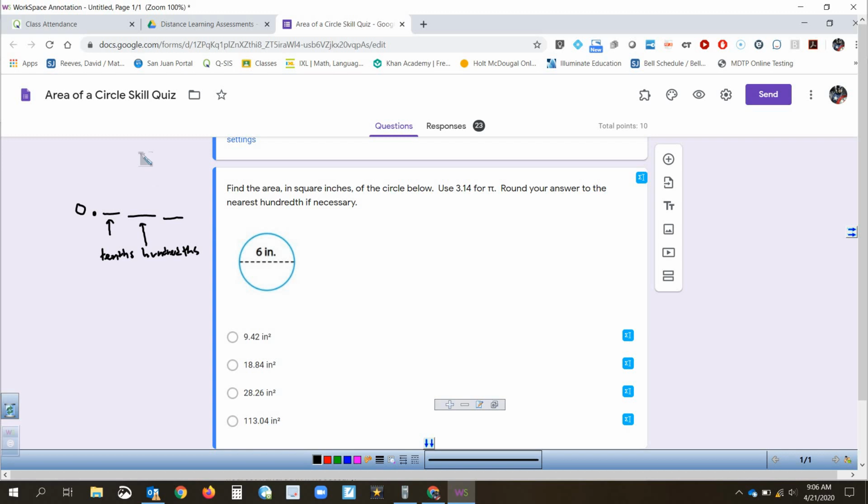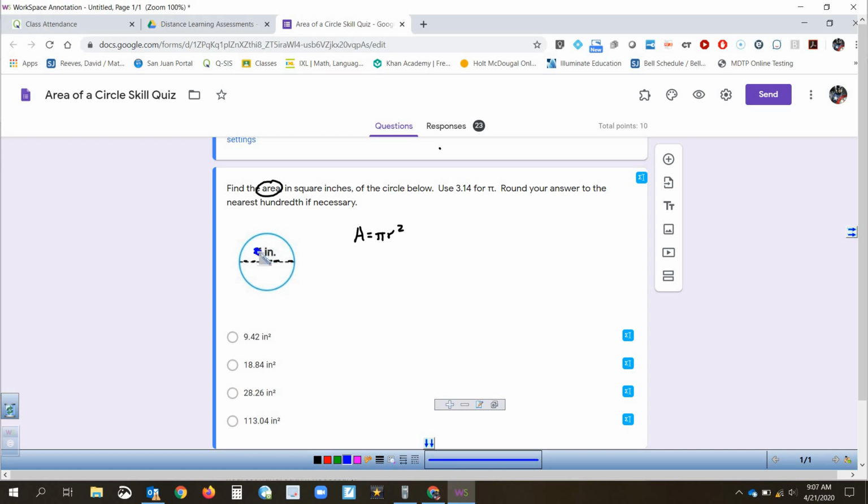All right, and so let's go ahead and do this problem. It is asking us to find the area. Now you should know the area formula for a circle is pi times the radius squared. Pi times the radius squared. Now when you look at this right here, that diameter is 6, so the radius would be 3. All right, but I said I'm not going to work out this problem, right, because I don't want to give away the answer.